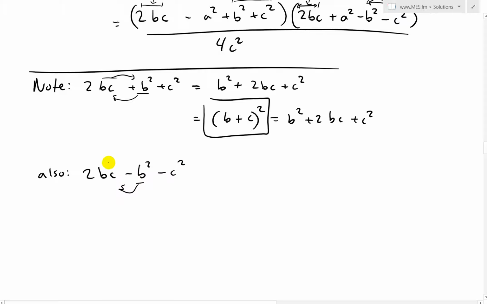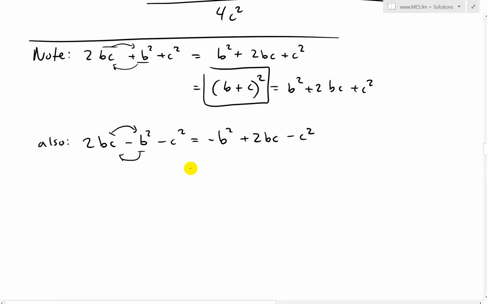Again, move this over there. Move this over to the other side like this. This equals negative b squared plus 2bc minus c squared. But in this case, I'm just going to factor out the negative, so we have a negative out of there. So now we have b squared minus 2bc plus c squared. And now this one is very, very similar to that. This is just going to be negative, well, b minus c squared.